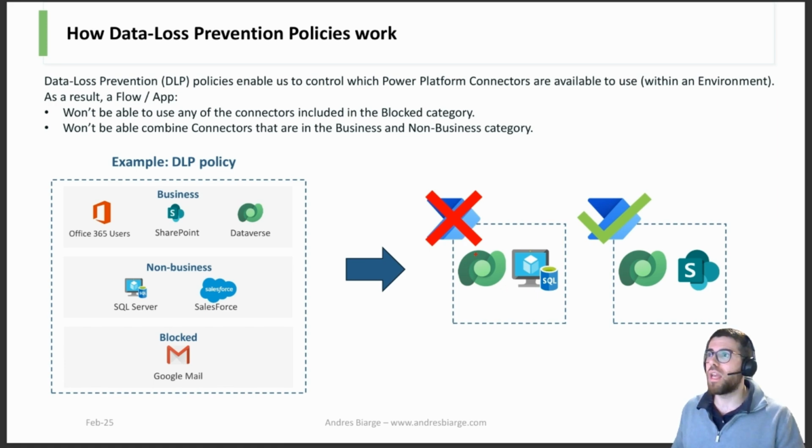For example, if we have a Power Automate flow where we combine the Dataverse connector and the SQL connector, you see that the SQL one is in the non-business and Dataverse is in the business. It doesn't match. They need to be in the same flow. Inside the same flow, they need to be both in the business or the non-business side of things in the category. For example, here in the second example, Dataverse and SharePoint, it's okay because they are both in the business. It would be the same if we had, for example, a flow that uses SQL and Salesforce because they are in the non-business. So then it has a match inside the flow, at flow level.